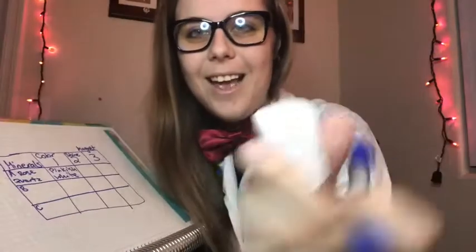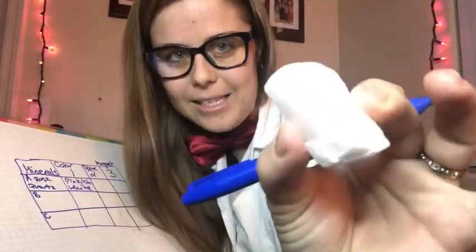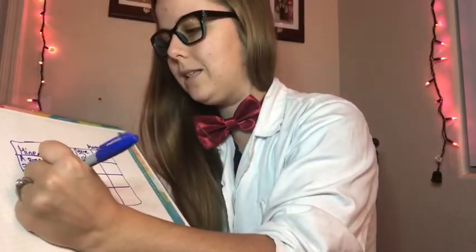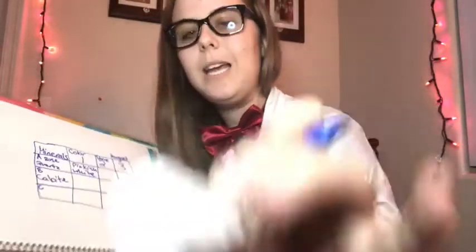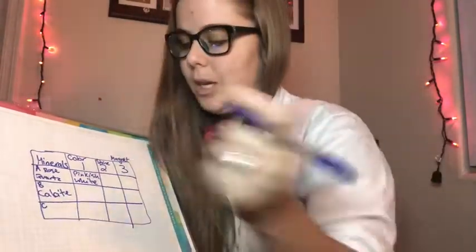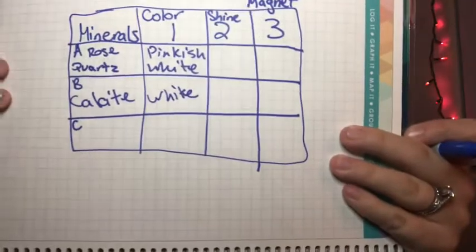Our second mineral is calcite. It is spelled C-A-L-C-I-T-E. Calcite. And calcite is white. You would think of calcium and milk is white. So calcite is white. Perfect. So we have our second mineral, calcite, and it is white.